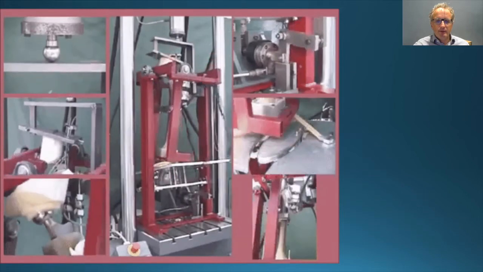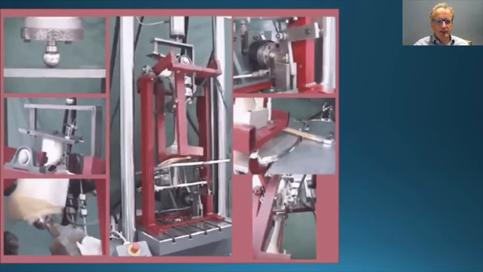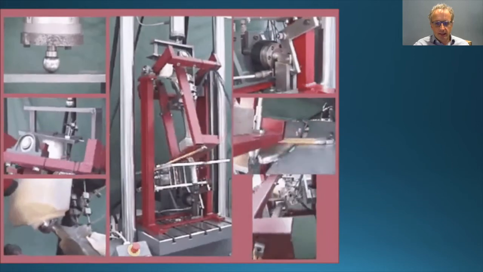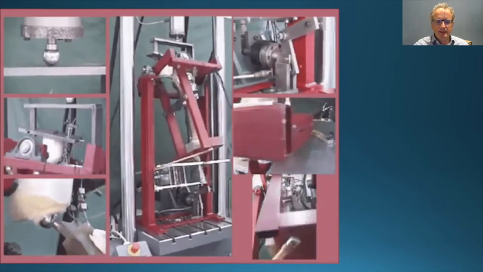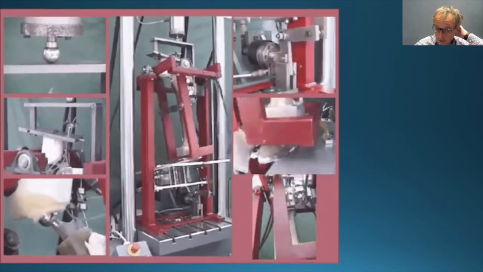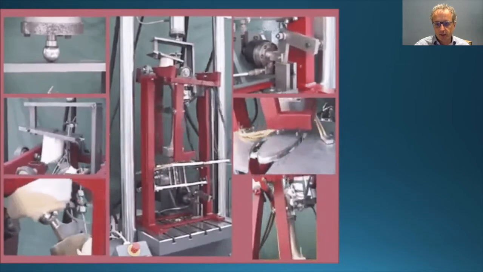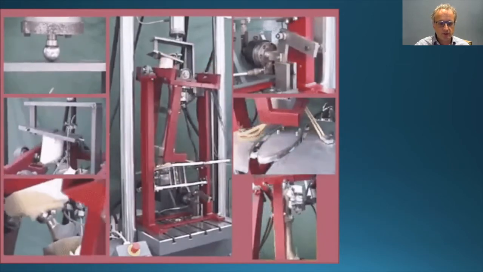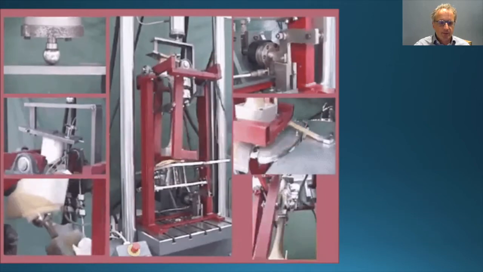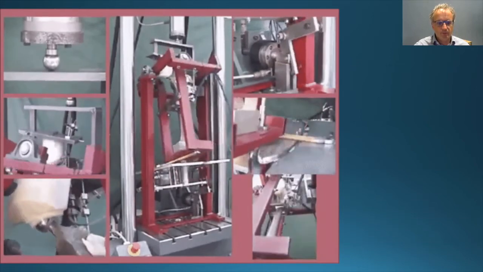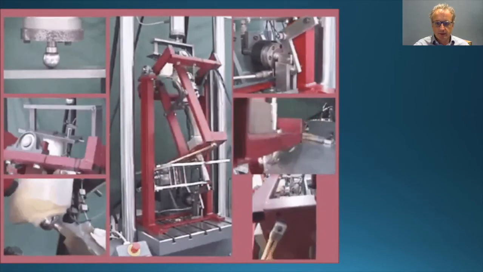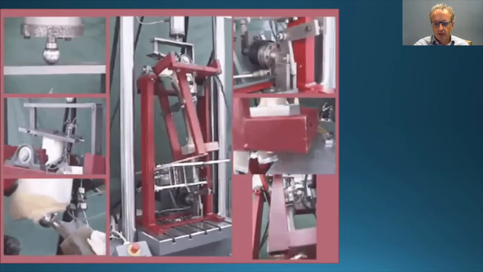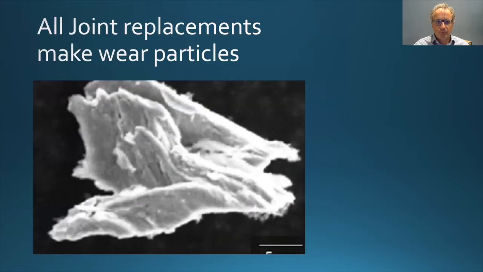So, a hip. This is a wear simulator in the laboratory, trying to put a hip through what it goes through in a year. It all looks fairly easy, but we do on average 1 million cycles per year just walking about normally. But if you think about Andy Murray playing tennis on his new hip, the forces on a hip replacement can be extreme. I've had people ski, snowboard, play football. I've got an amateur boxer and a wrestler who've all had hip replacements, and the forces that are put through them cause wear. And all joint replacements make wear particles.